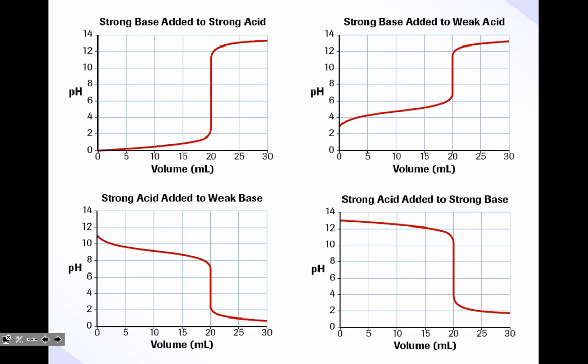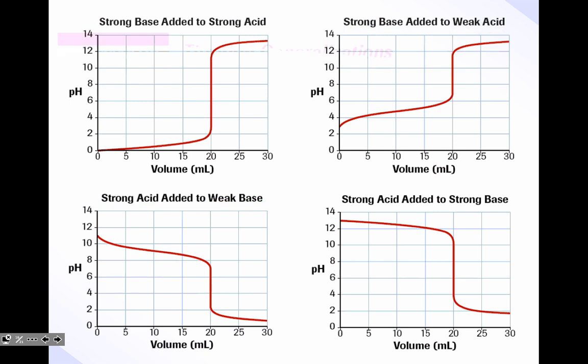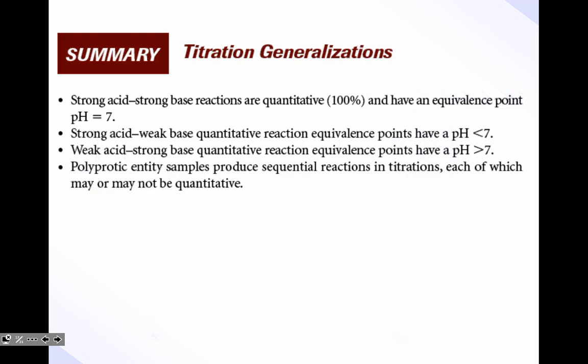So here we have a strong base added to a strong acid. Take a look over here. Well, about 7. Here's another 7. When you have a strong base and a weak acid combo, of course it's going to be higher than 7. And a strong acid with a weak base combo, it's always going to be lower than 7. Always, always, always.